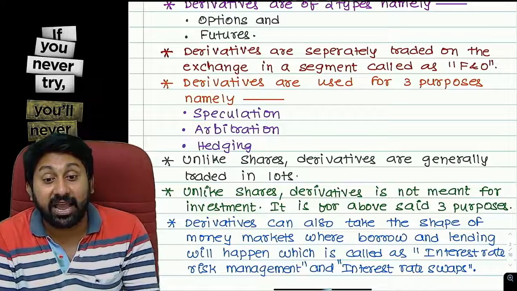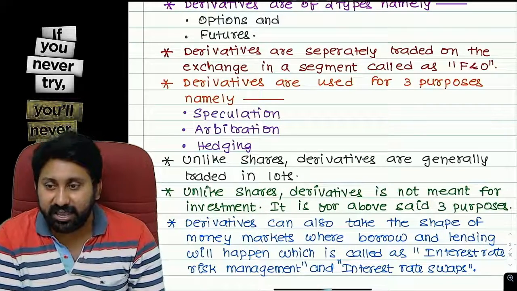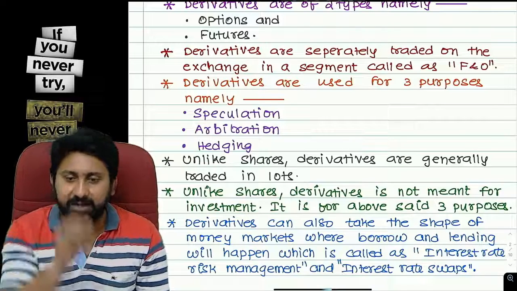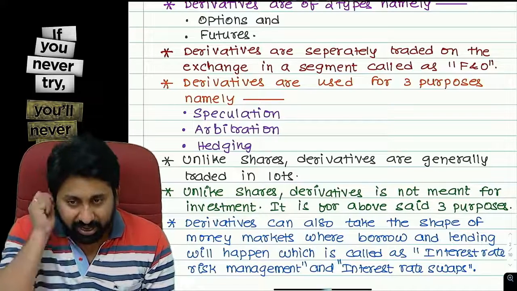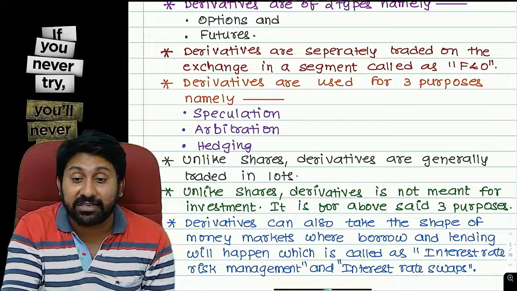That's called a cash market. Terminology is important. A cash market is a place where you can buy and sell, and the transaction is closed today itself.